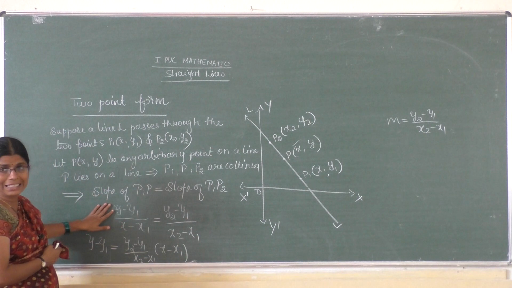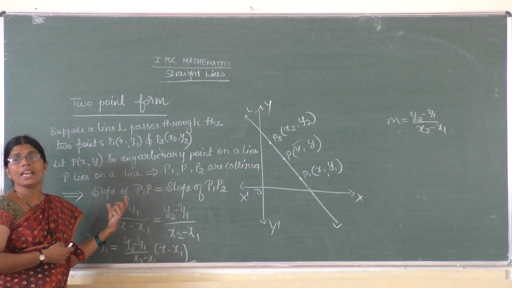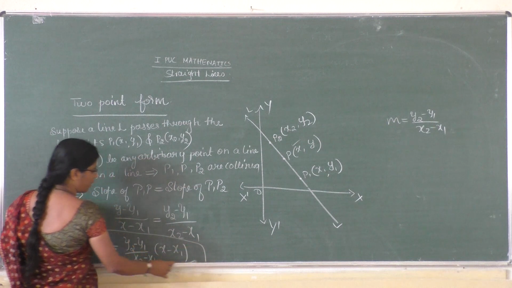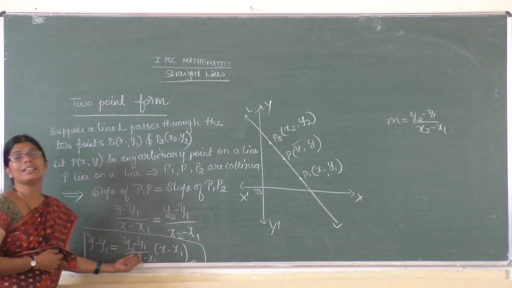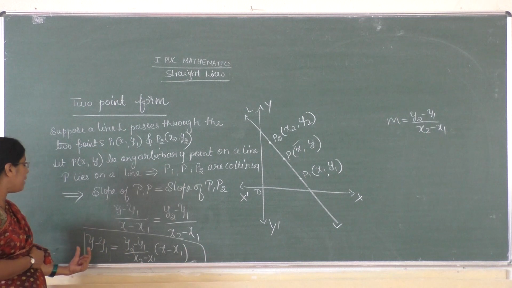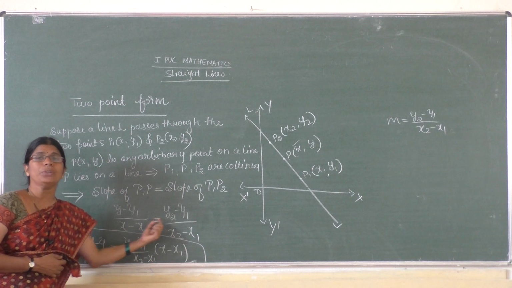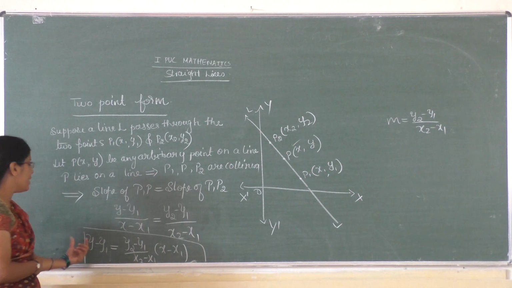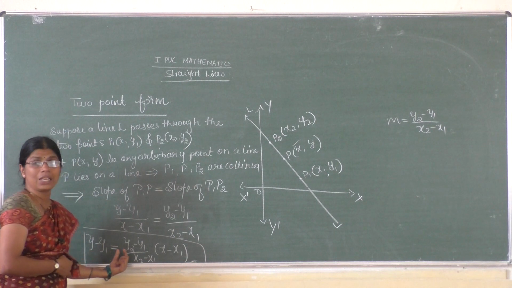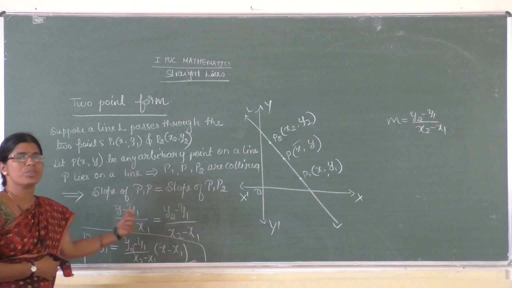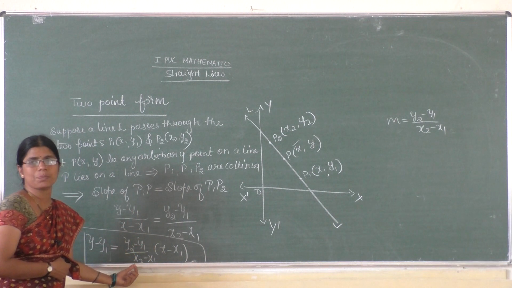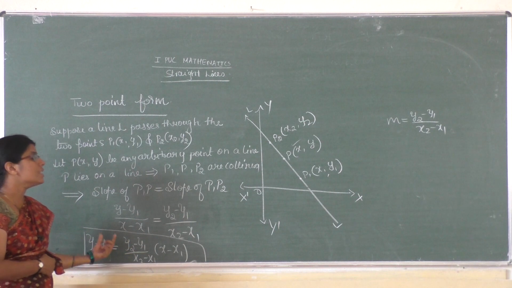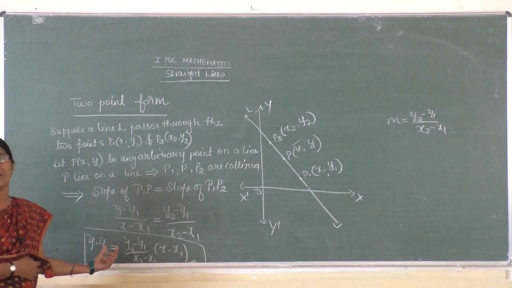You can directly take the equation of a straight line in 2-point form, or you can take it like this: y minus y1 is equal to m into x minus x1, where this is nothing but the slope. So this is equivalent to the previous form. So y minus y1 is equal to y2 minus y1 divided by x2 minus x1 into x minus x1. This is the equation of a straight line in 2-point form.